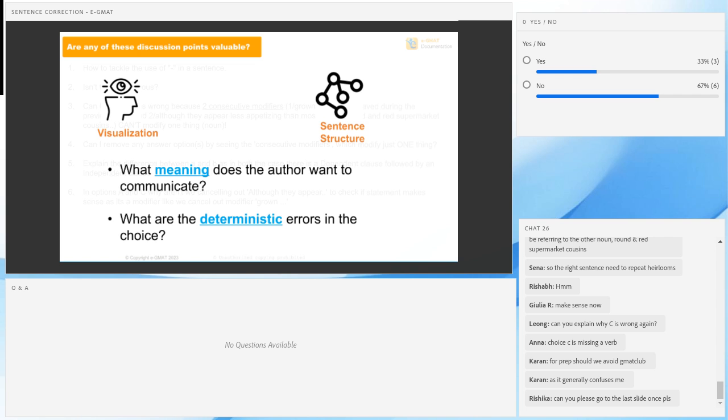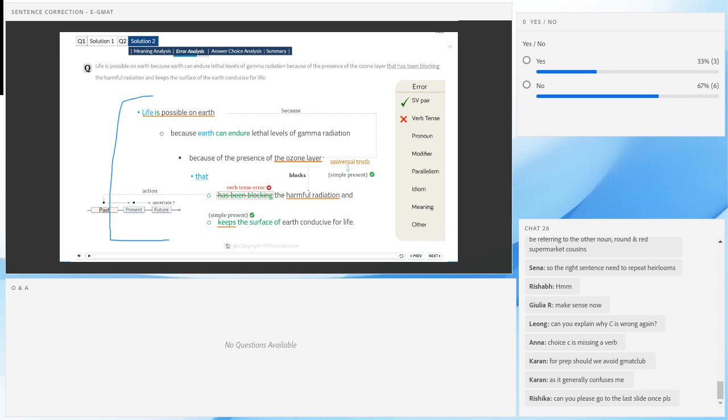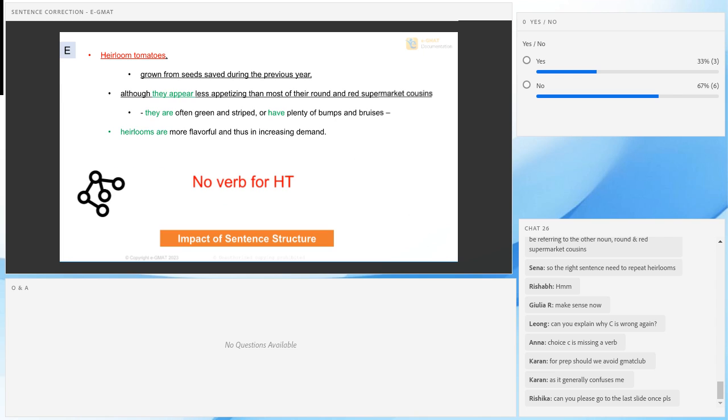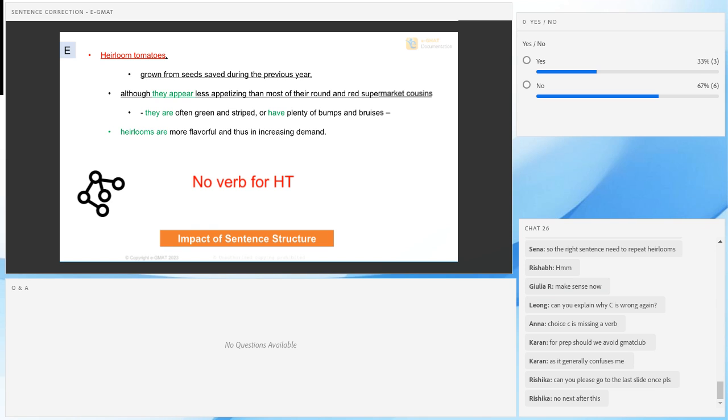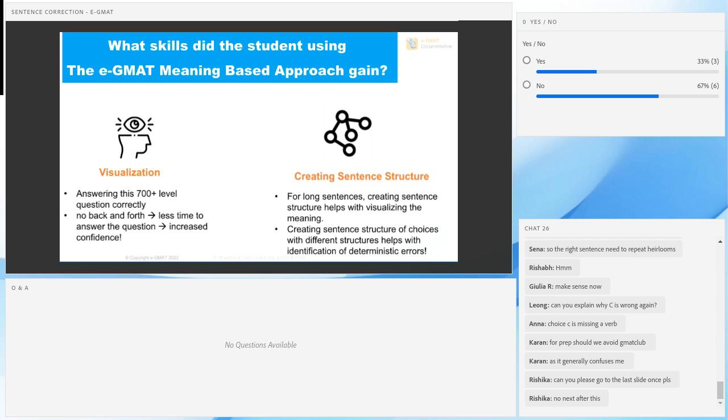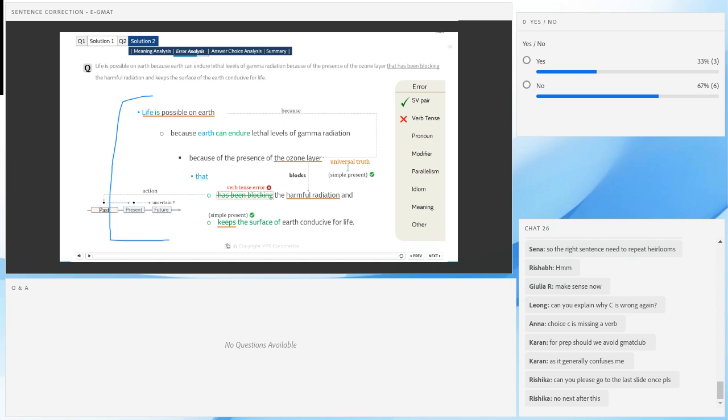Okay, all right. Rishika, which slide? This one here, choice E. I will be giving you the PDF. No, next after this. Okay, this one. This is a whole another question.